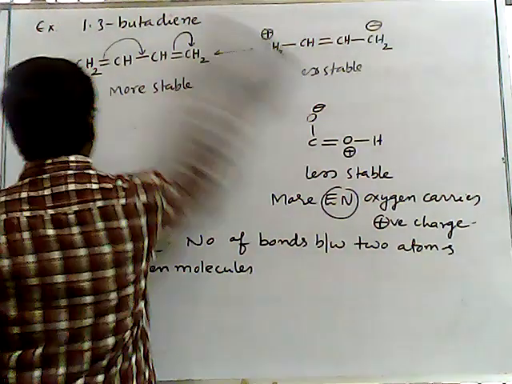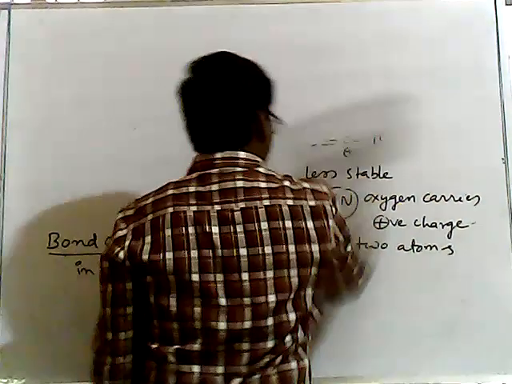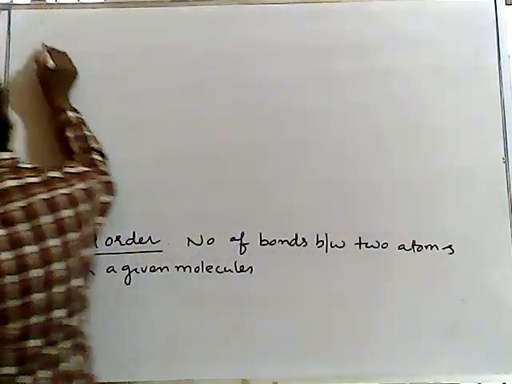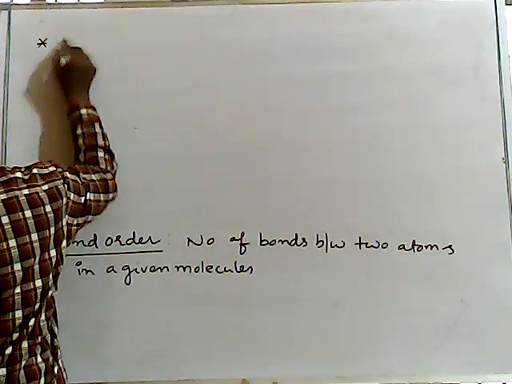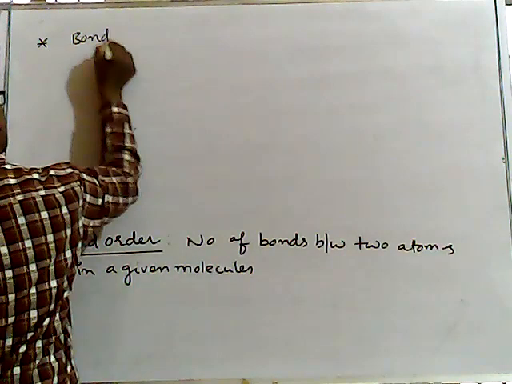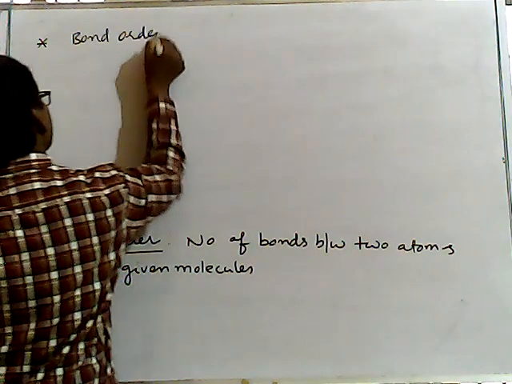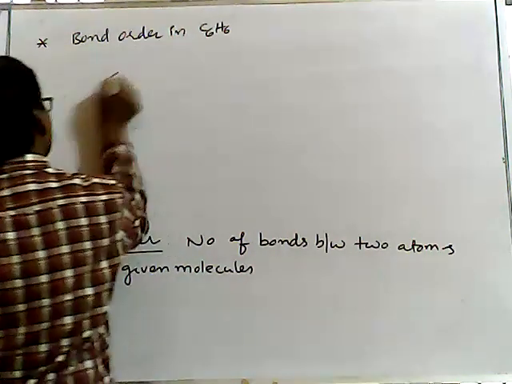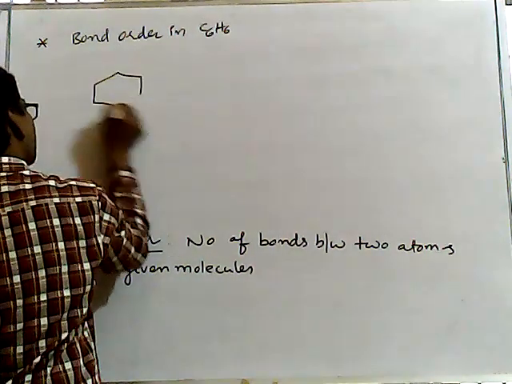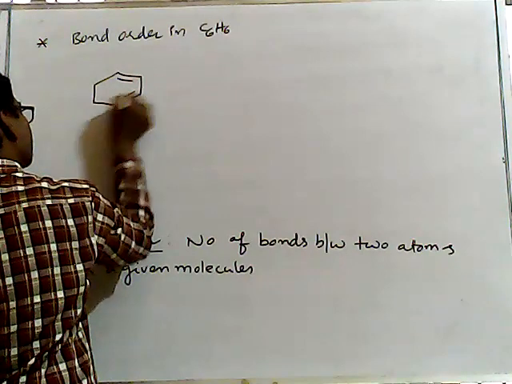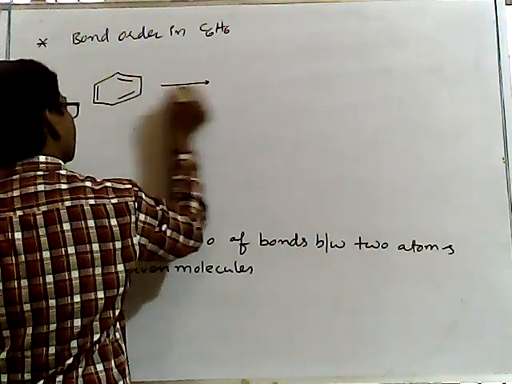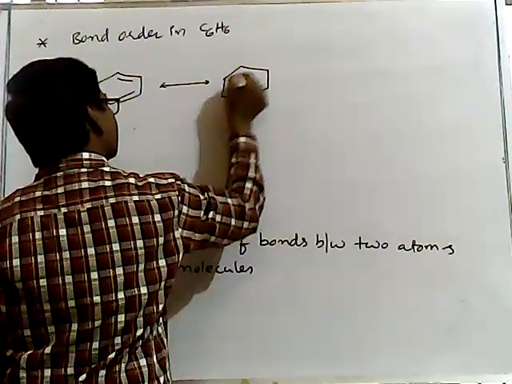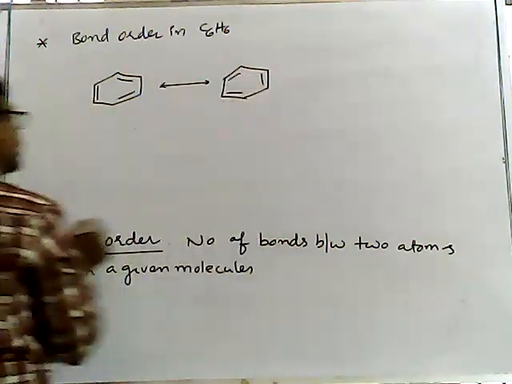See here I am taking benzene, C6H6. The question is, what is the bond order in C6H6? We can write the benzene structure. How many resonance structures are possible? That many resonance structures we have to draw. This is one resonance structure, and one more resonance structure is this one. There are two resonance structures.